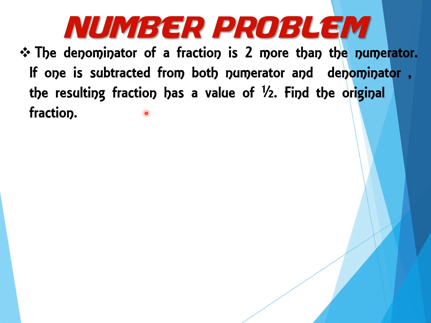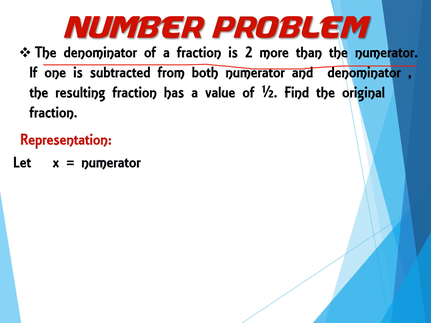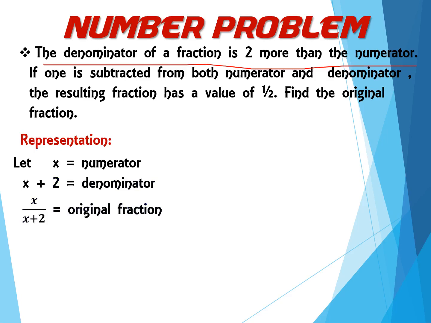So a fraction has two parts, so we can represent them first. The first condition will give you the idea on how to represent it. The denominator of a fraction is 2 more than the numerator. So for instance, let's represent x as your numerator, and your denominator will be 2 more than the numerator, so that will give you x plus 2. So your original fraction can be represented by x over x plus 2.